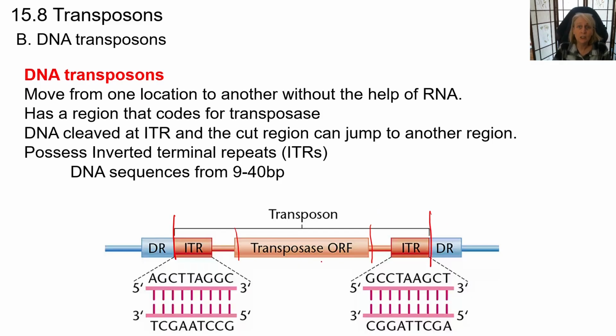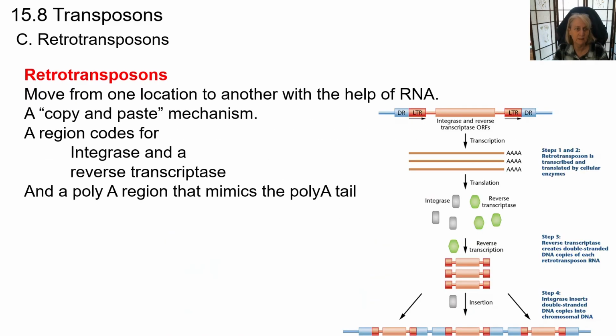The transposon includes a code for a protein called transposase. It's an enzyme that causes transposing. This enzyme itself cleaves this section at these regions at the end, the ITR regions, and allows it to then jump into another segment of DNA. This is anywhere from 9 to 40 base pairs. They're really, really short little jumping pieces.